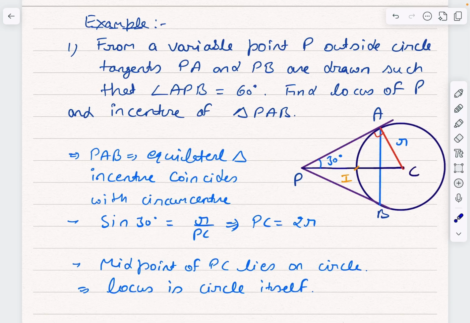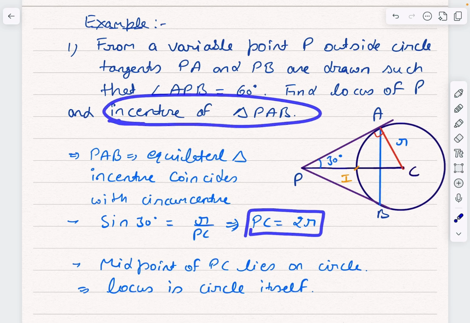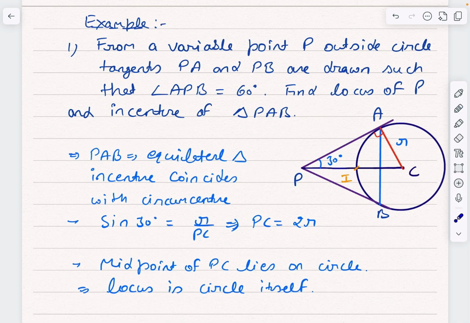So the locus of P is a circle with the same center and radius 2R, and the locus of the incenter of triangle PAB will be the same circle. I hope it is clear, guys. Next.